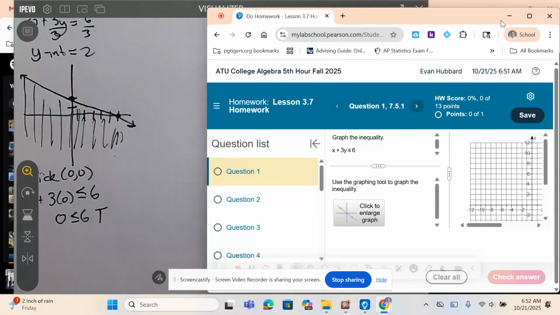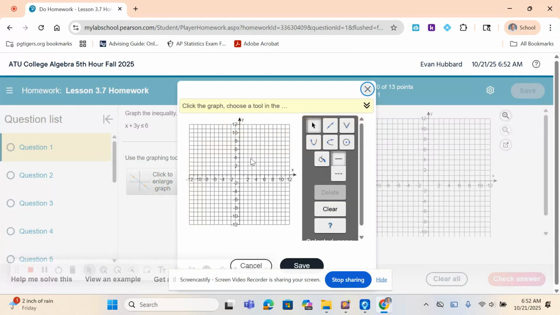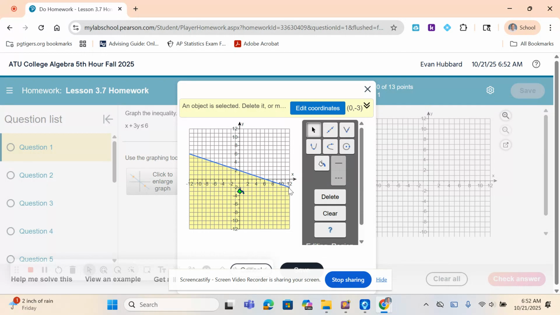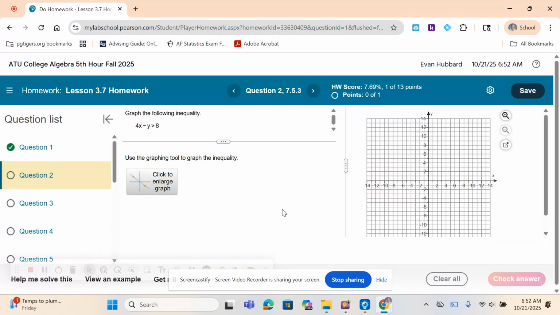So let's see if I could do this well on here. My x-intercept is 6. Let's see if I can put a point there. My y-intercept is 2. And then I'm going to do fill, and I'm going to shade below. All right, so let's see if that works. All right, I got careful there about putting in my points.